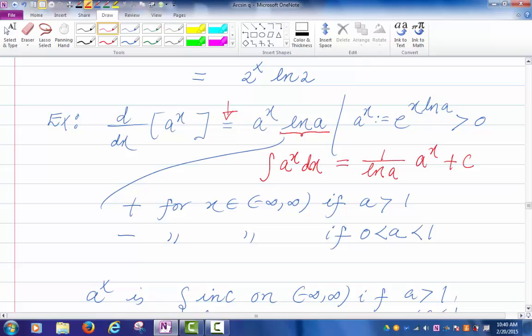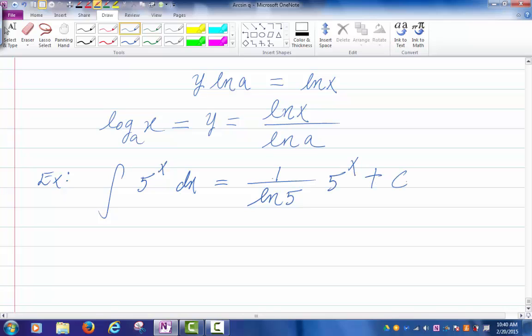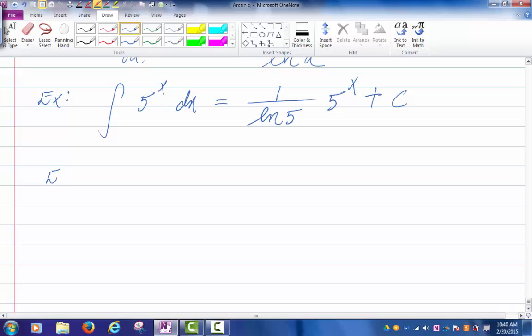So as an example, what's the integral of 5 to the x? Well, it is 1 over ln of 5 times 5 to the x. Is everybody okay with what I said? More examples.